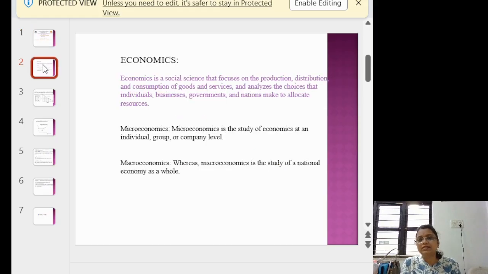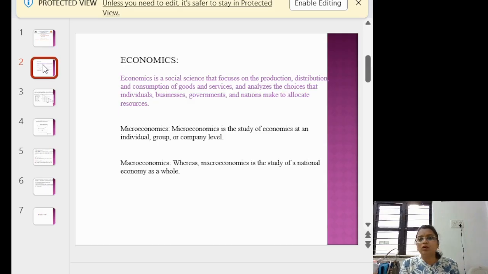Today, we will discuss economics, types of economics, law of demand and supply, and elasticity of demand. Then first of all, we see what is economics.